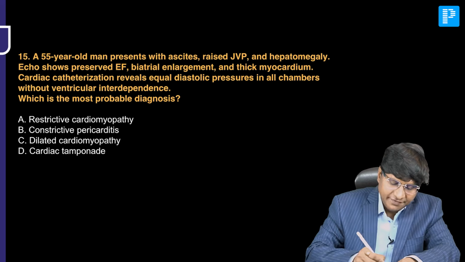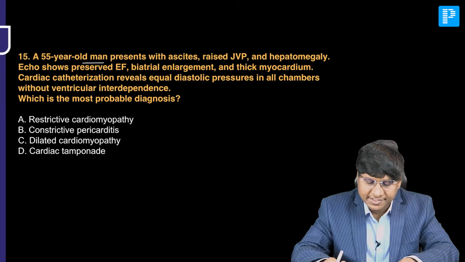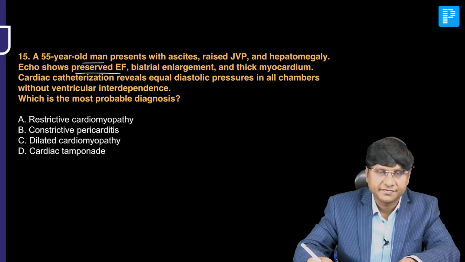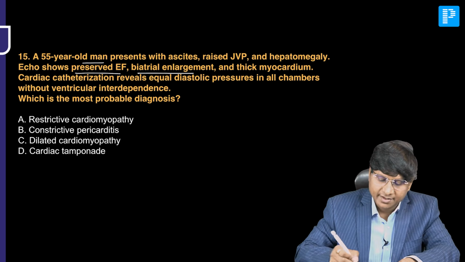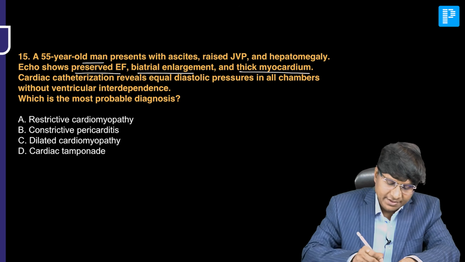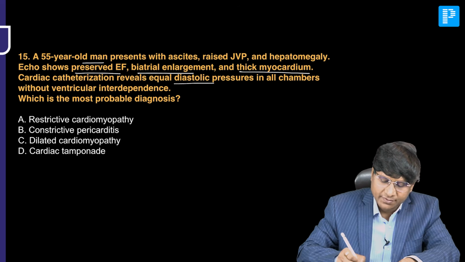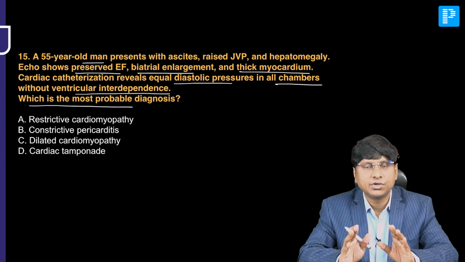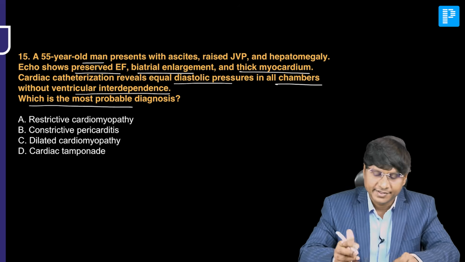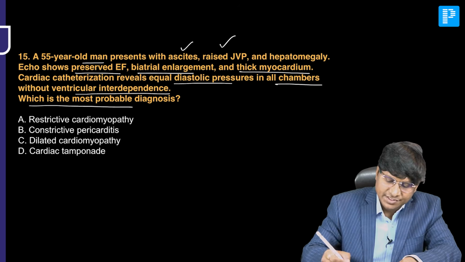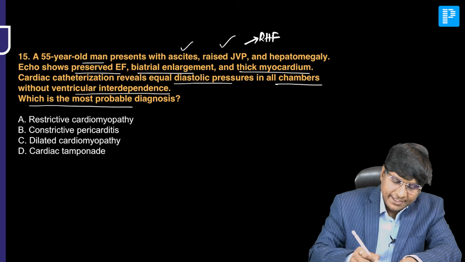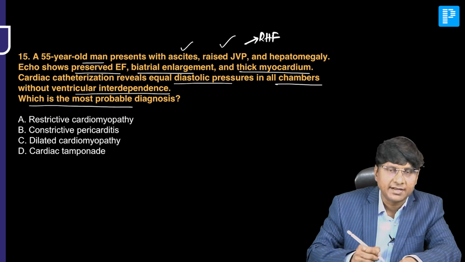Next question. We have a 55-year-old man who presents with ascites, raised JVP and hepatomegaly. The echo shows the preserved ejection fraction and there is also biatrial enlargement and thick myocardium. The cardiac catheterization reveals equal diastolic pressures in all chambers without ventricular interdependence. Which is the most probable diagnosis? So, there is no ventricular interdependence. The patient is having ascites, raised JVP and hepatomegaly. So, all these are the features of right heart failure. And echo shows preserved ejection fraction and biatrial enlargement.